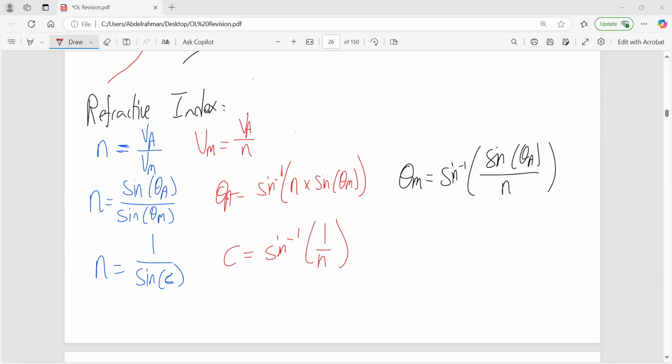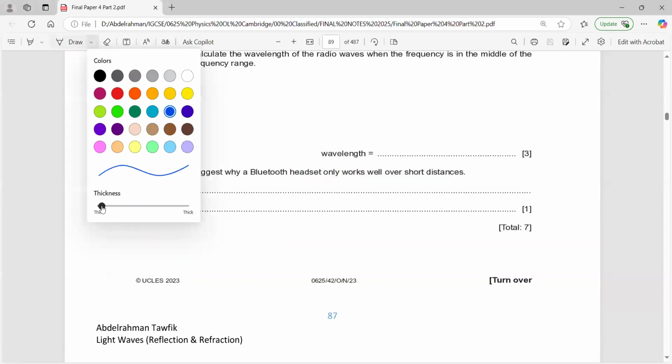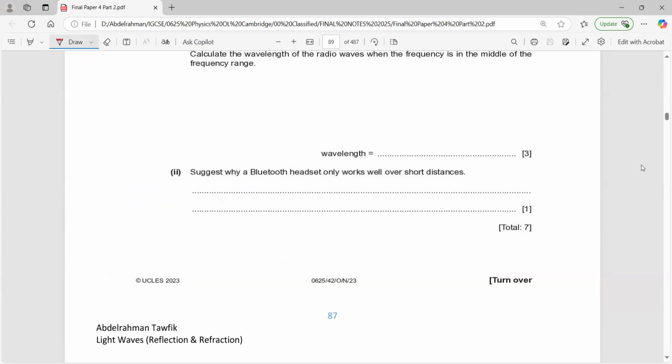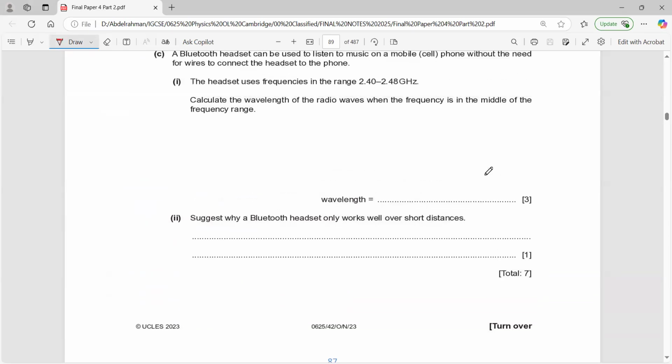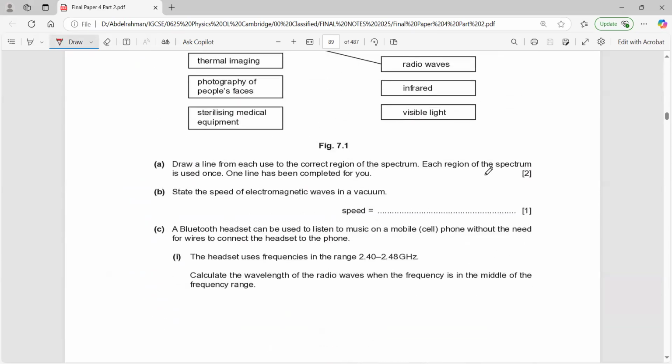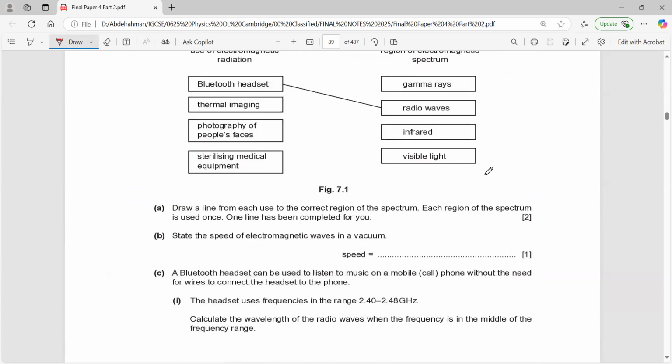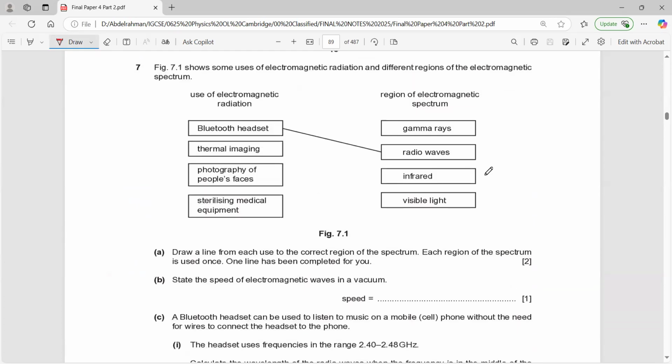Let me open up page 87. So we can solve some questions. Paper 4, part 2, page 87. I guess this was easy, I think. This had to do with electromagnetic waves. I know we haven't covered them yet, but we can quickly recap the electromagnetic waves and speeds, and refraction, reflection, refractive index.